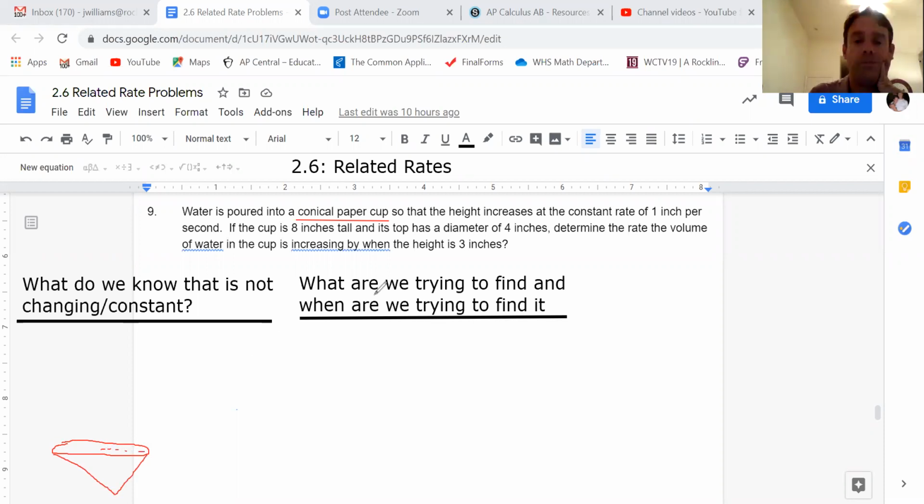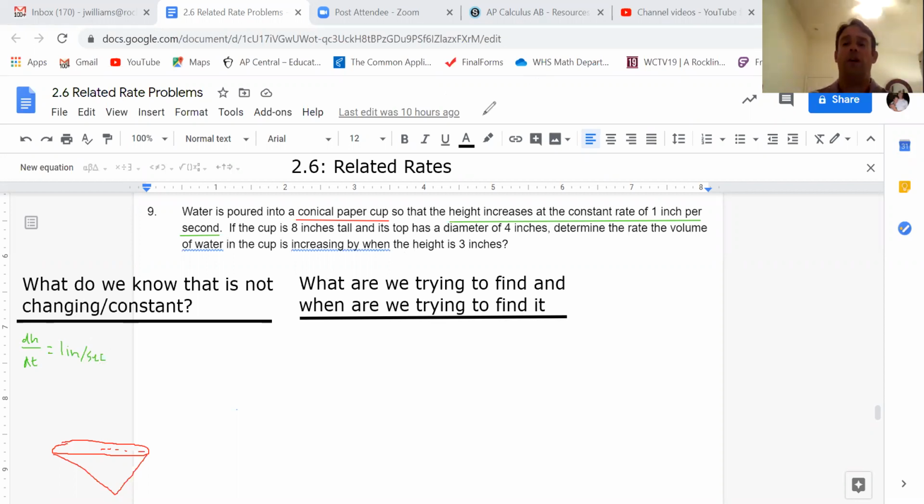All right, what do they tell us? The height increases. Oh, that's fun. We're dealing with height this time. The height increases at a constant rate of 1 inch per second. All right, well, that's constant. So we'll bring that back here, dh dt equals 1 inch per second. I like 1 inch. I can multiply by 1 inch real quick. 1 inch per second. Yep. What else we got?